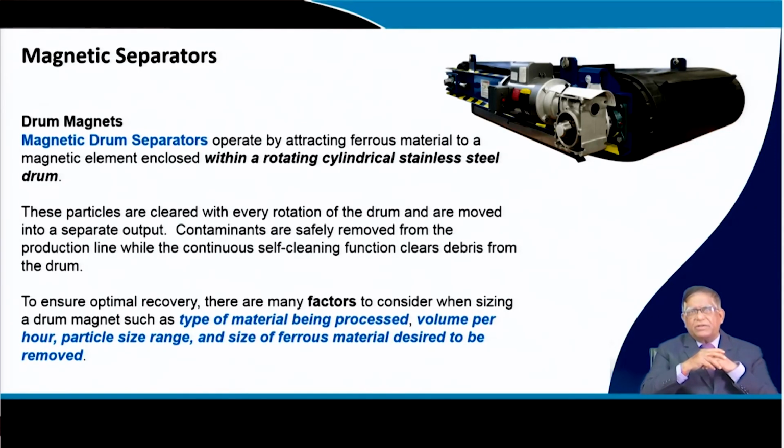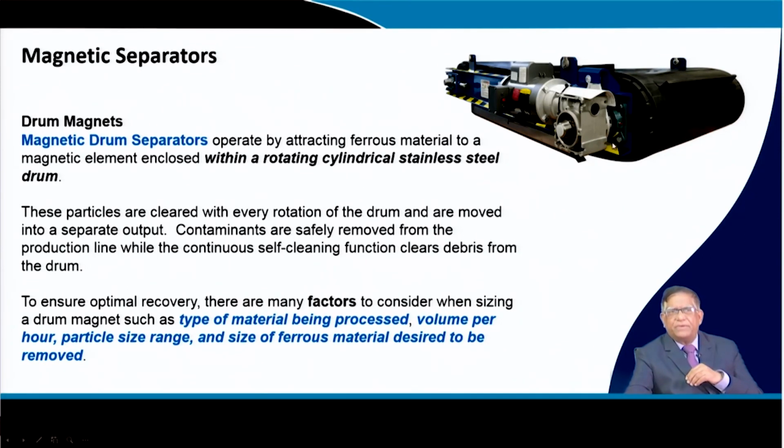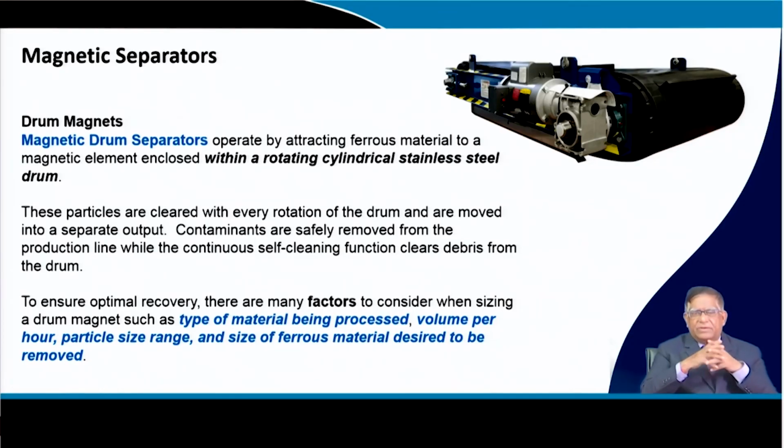They attract the ferrous material to a magnet element enclosed within a rotating cylindrical stainless steel drum. Inside they keep the magnet, and it attracts the magnetic particles. These particles are cleared with every rotation of the drum and are moved to a separate output. When the main material is coming and is discharged, the magnetic one is separated and given to another discharge panel.